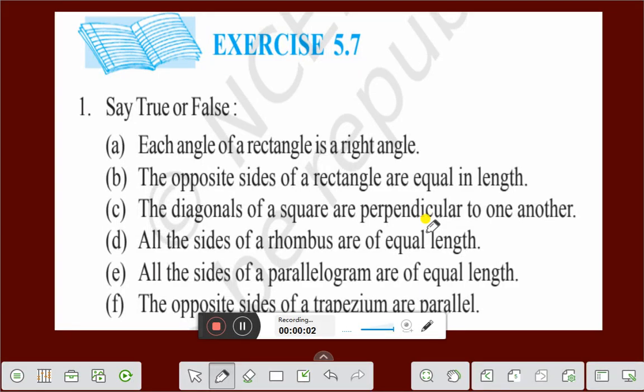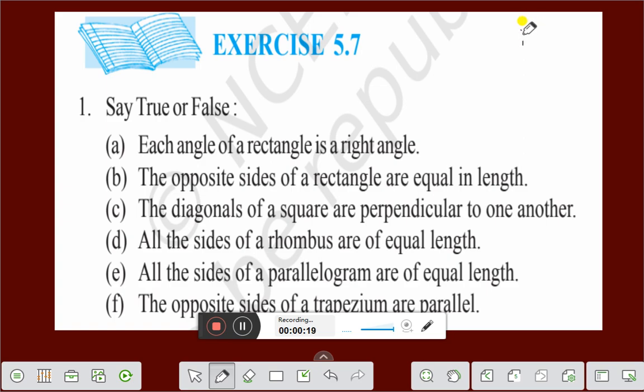Hello everyone. Today we shall discuss exercise 5.7 question number 1. Say true or false. Each angle of a rectangle is a right angle. Yes, we know that by the property of a rectangle, each of the angles is 90 degrees.